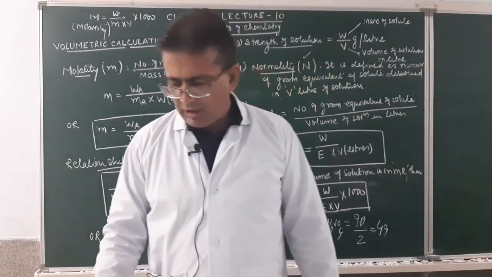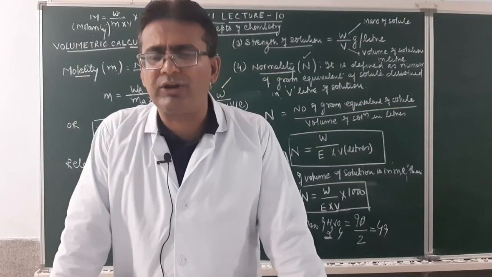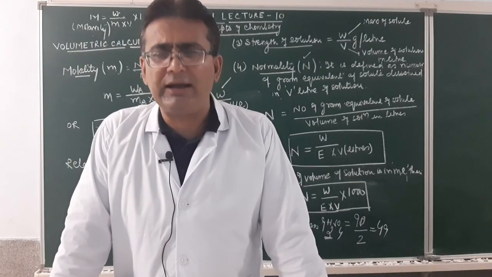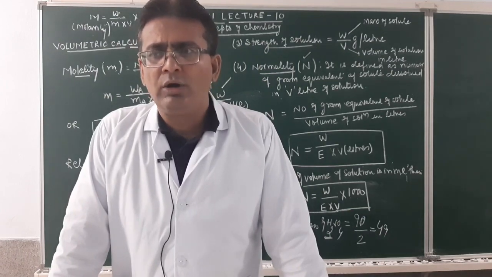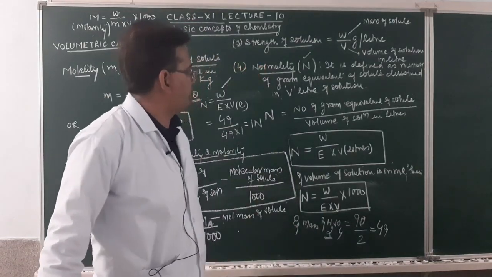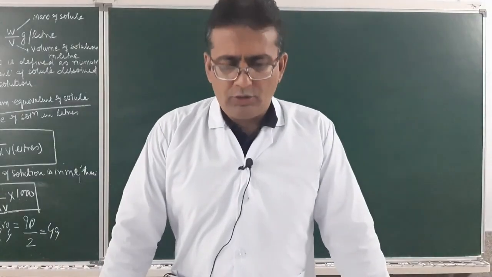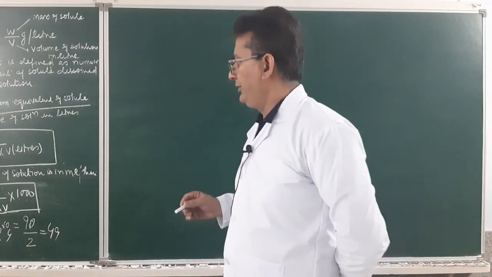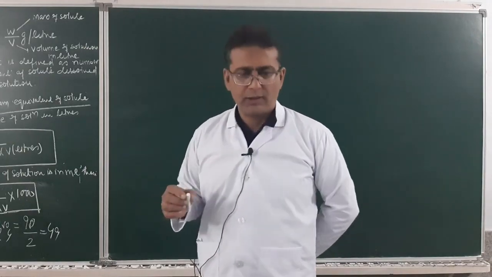So by now, how many ways of volumetric calculation have we done? First was the molarity of the solution. Second was the molality of the solution. Then the strength of the solution in gram per liter, not the volume strength. And fourth was the normality of the solution. Now, after normality of the solution, the next is the various ways by which the normality can be calculated.